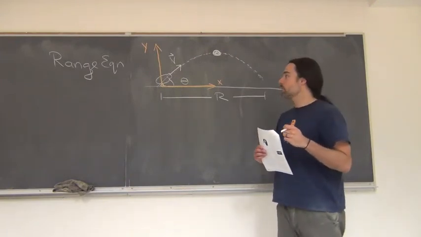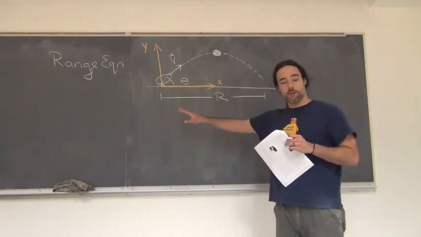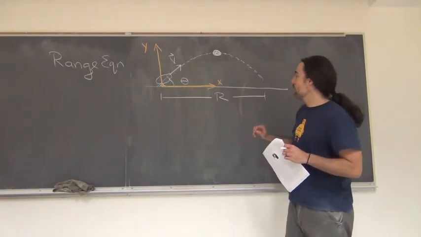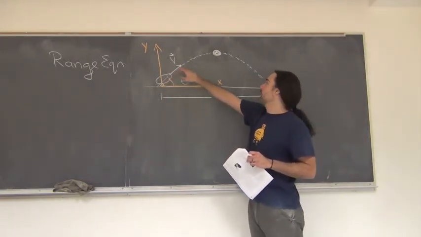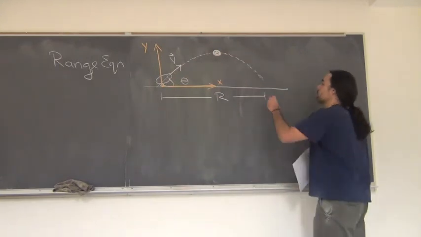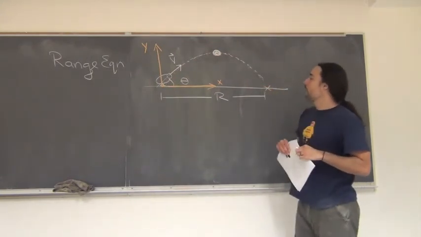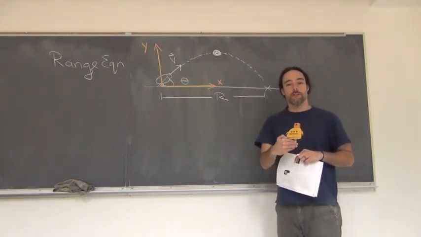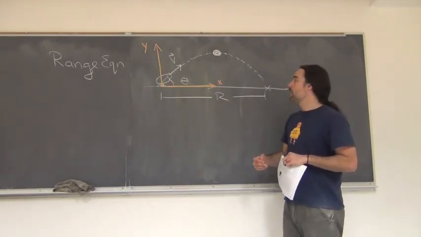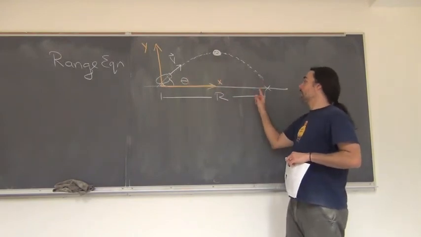Now we are going to consider something called the range equation, which essentially is an equation that will tell us if I'm firing a projectile from a cannon, here's my cannonball, and it's going to land right here, what is the range R that the projectile is going to travel? So my projectile goes up and comes down.